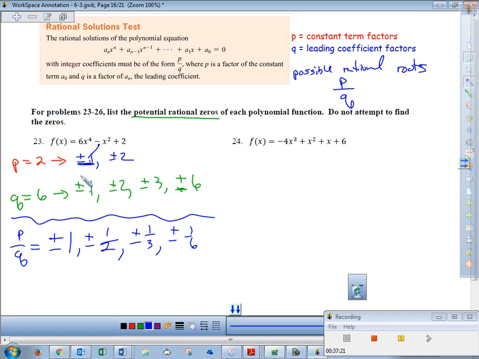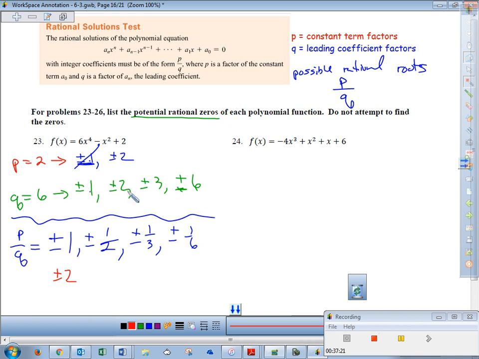Haven't I used him up, right? I still got to go through the whole process again with 2 over every green number, but I'm not going to list anything twice. So I do plus or minus 2 over 1. Was 2 over 1 in this set? Yes or no? No. So 2 over 1, which is 2. Cool. Then I do 2 over 2.